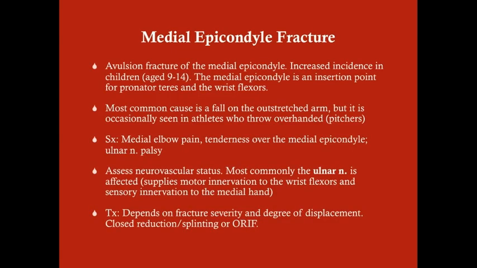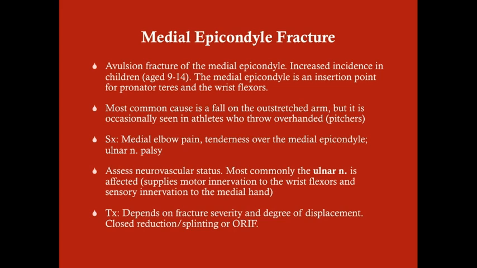So with a medial epicondyle fracture, it's an avulsion fracture of the medial epicondyle, as most epicondyle fractures are avulsion fractures. And avulsion fracture just simply means that it's a fracture because the ligaments have pulled on that epicondyle so much that it's actually torn the epicondyle away from the rest of the bone, in this case the humerus. And this has an increased incidence in children, roughly aged 9 through 14. And as I mentioned, the medial epicondyle is an insertion point for pronator teres as well as the wrist flexors.